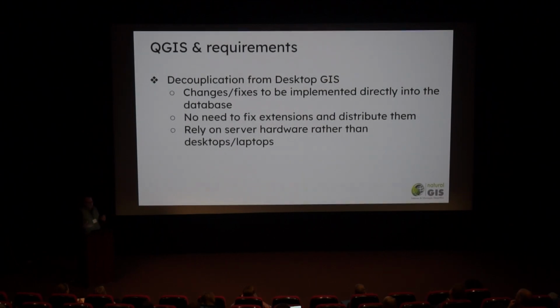So they wanted the data model and the tools deduplicated from desktop GIS, so they wanted to be sure that if some fix had to be done, it could be done directly in the database, in the functions and triggers in the database, and all the computation had to be done on the server side. So relying also on the hardware where the database server is installed, with no need to publish a new version of, I don't know, a QGIS plugin.